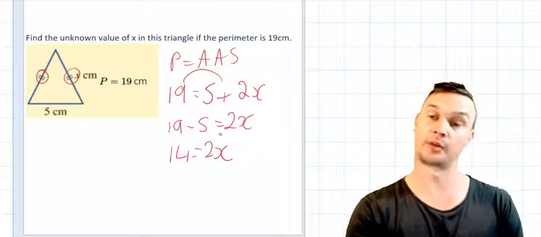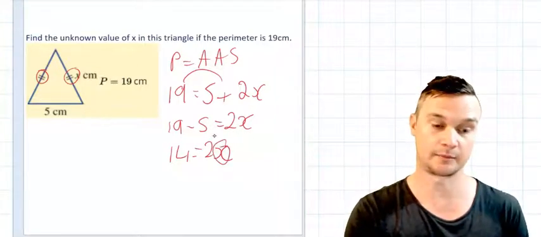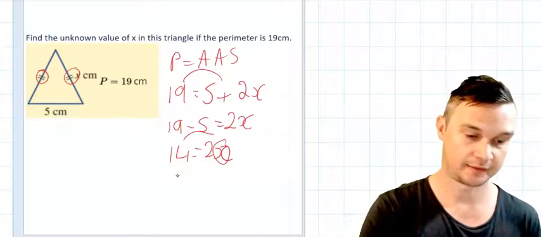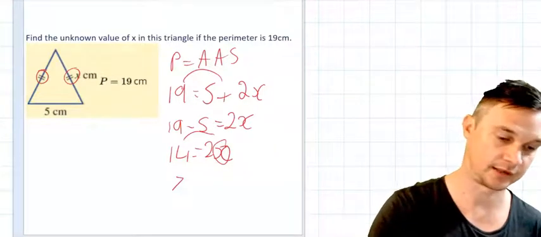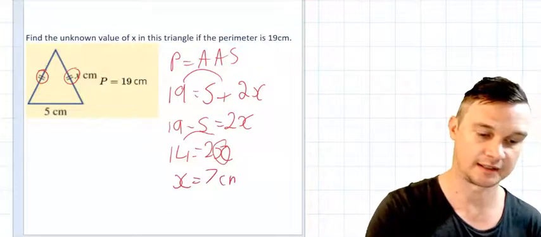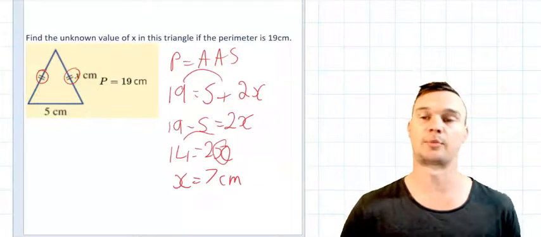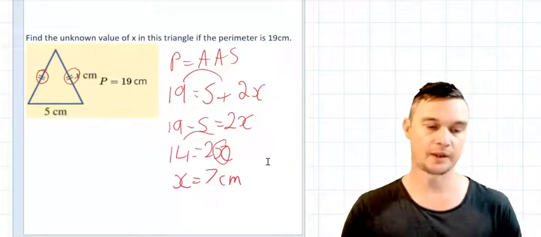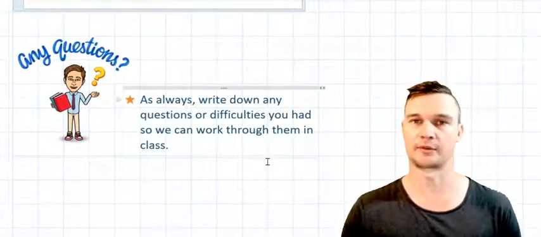Therefore, if I'm multiplying this symbol by 2, that means on the other side I need to divide that by 2. Therefore, I can change that around, sorry. Then I'll go x equals 7 centimeters. So as long as you know the processes and you can use those detective skills effectively, you'll be able to work out many of the perimeters of a closed shape.